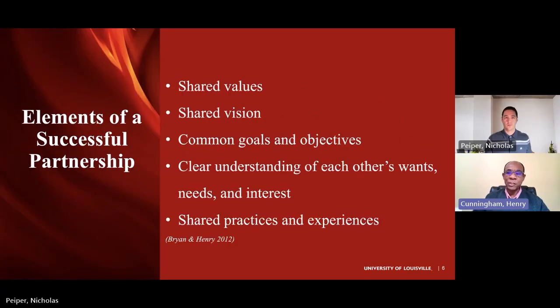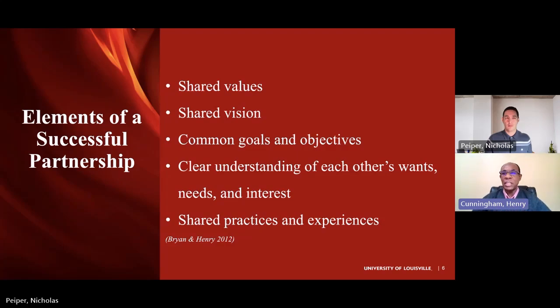Okay, so I want to make sure we are clear on those definitions. What we hope to do during this presentation is share a little bit about some of the best practices based on the research in community engagement. What are some of the best practices that the research states that we should have when we are developing and maintaining a partnership? And then we want to talk about some practical examples, ways in which those partnerships have been developed and sustained over the years. So firstly, I want to talk about elements of a successful partnership.